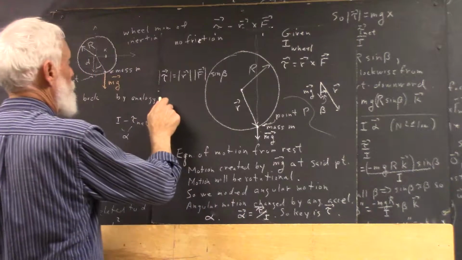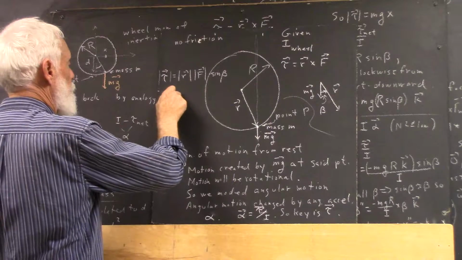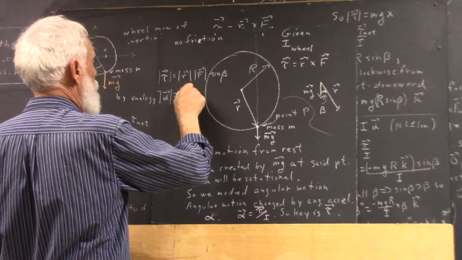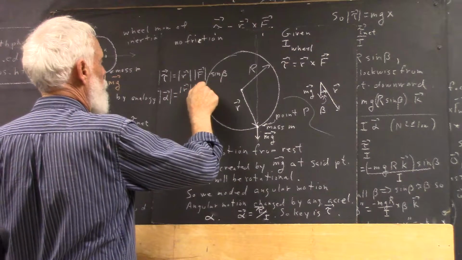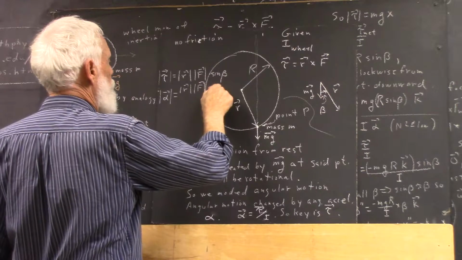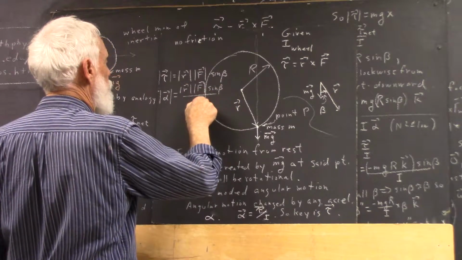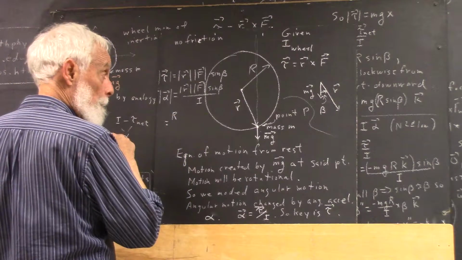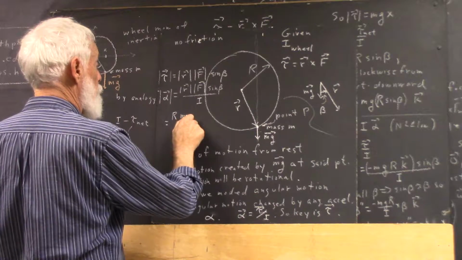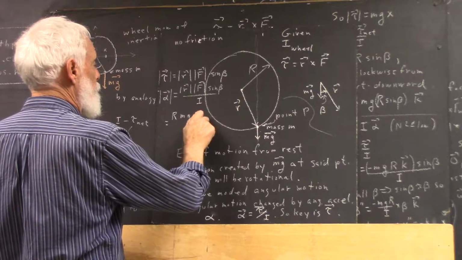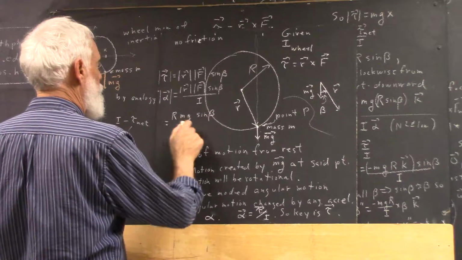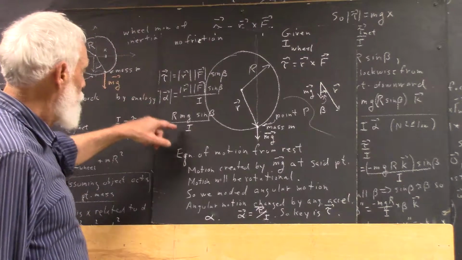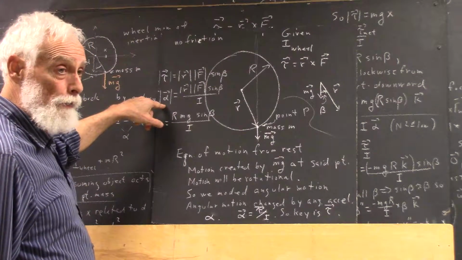That means that the magnitude of the angular acceleration is going to be the magnitude of r times the magnitude of your force times the sine of beta over the moment of inertia. And of course, the magnitude of r is just big R. The magnitude of F is just mg. Beta is what it is. Okay, so here we have an expression of the magnitude of the acceleration.